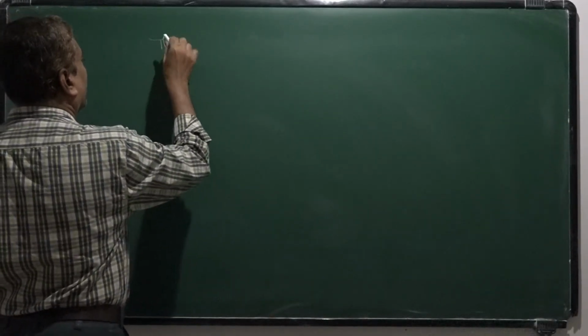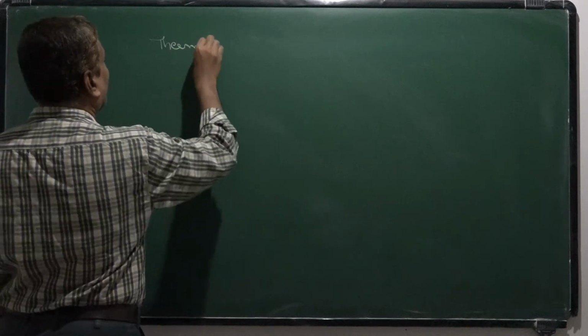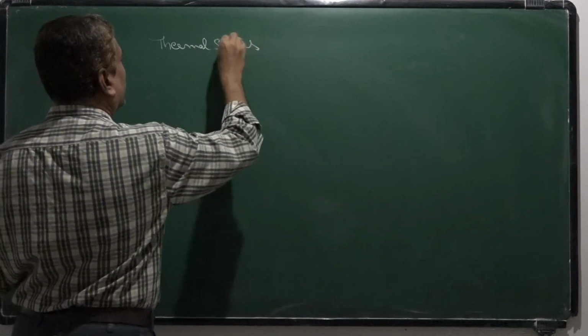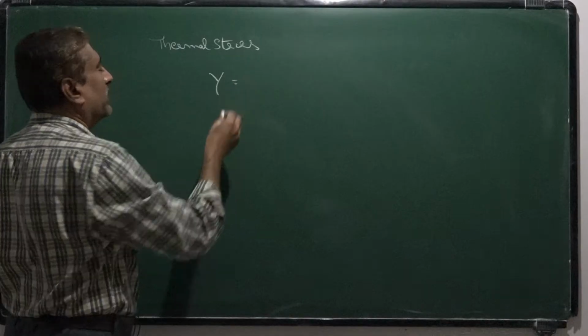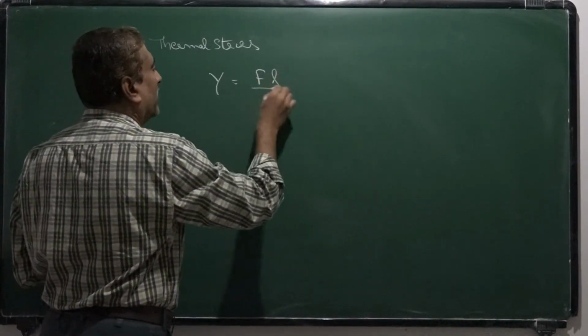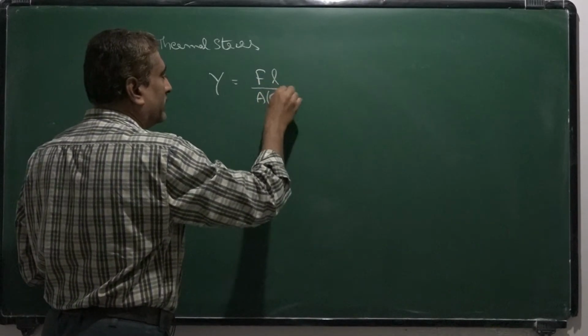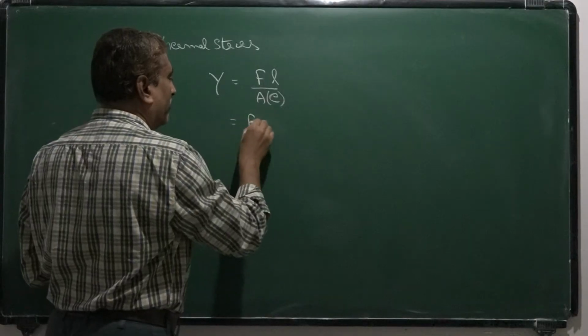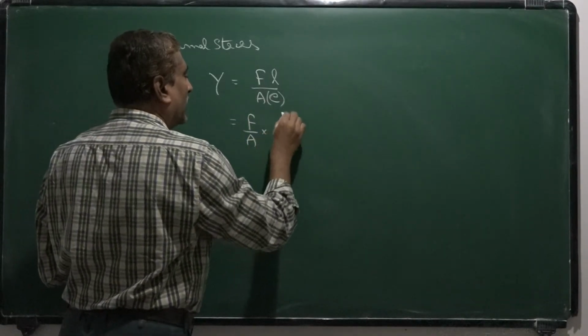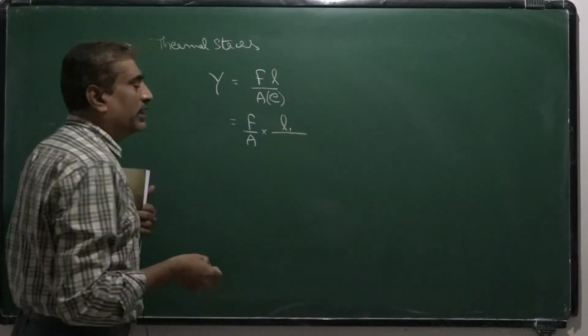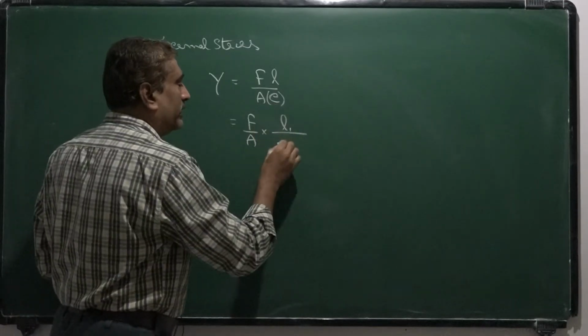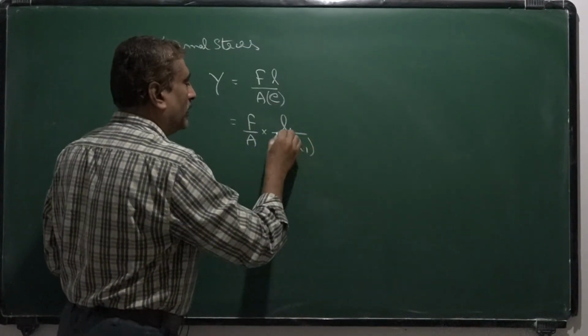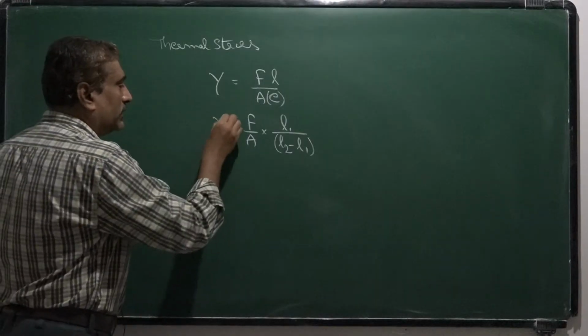Okay, and next another one is thermal stress. Actually this is related to both elasticity and this one. Young's modulus of material is given by FL by AE. Here E is the extension, that means F by A into L by, suppose you consider the initial length as L1, change in length is L2 minus L1. Okay, we can write like this. So this is equal to Y.